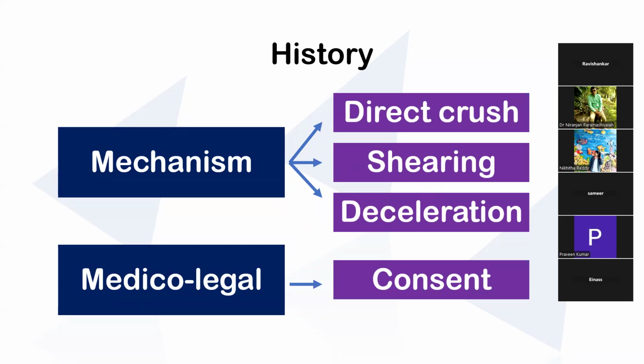If the patient is not compos mentis, is very confused, very ill, consent is an issue. What you should do then is a subject for a different talk, but I won't go into it now. So that is something that you have in mind. If you have a mechanism, there are only three things that can happen: a direct impact, a shearing force, and an acceleration deceleration force. Now, how is this important, Vinod?